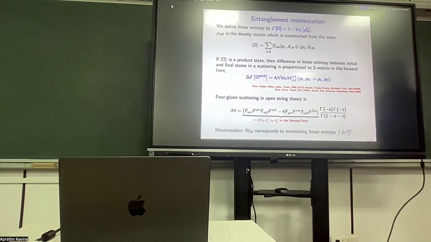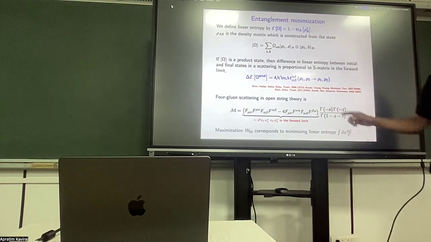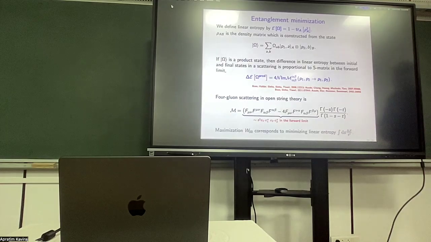This is an observation. I don't know why. If we compute this change in linear entropy, then it is actually proportional to this W00. But that's for just one case. Is that an accident? If you're going to sell this as the reason why you have to maximize it... We haven't gone that far. Is it just this particular amplitude? No, we also have this graviton amplitude, and the same thing works.